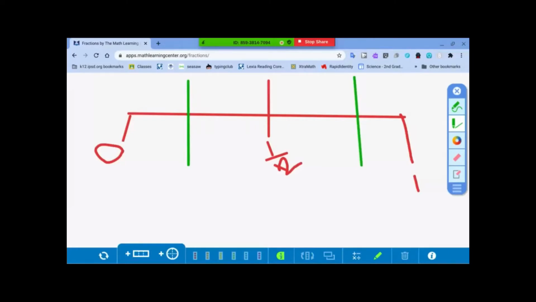Okay, so what would that first green line be? What fraction? 1/4. Okay, because there are 4 pieces and you're at the first line. So go ahead and write 1/4 underneath that first line. All right, where would 2/4 be?